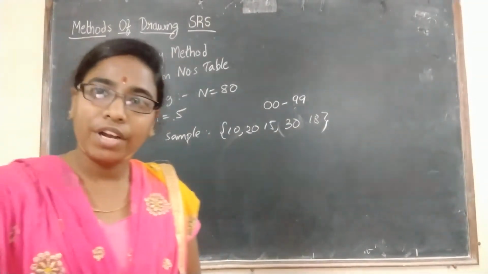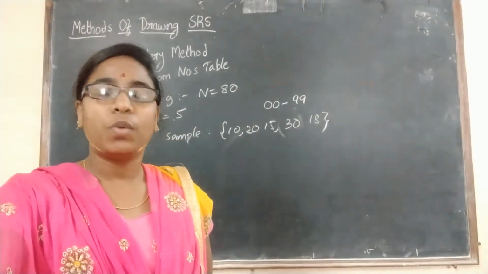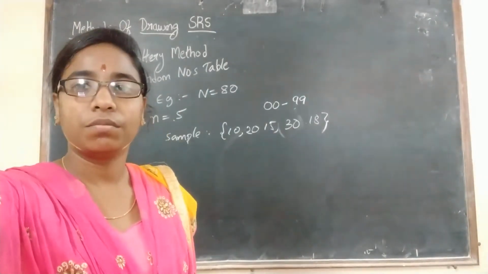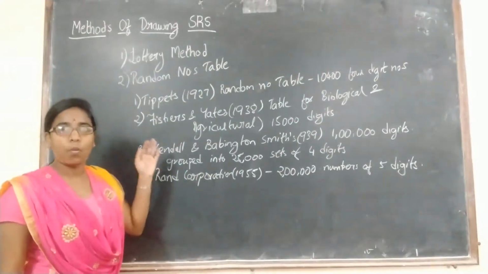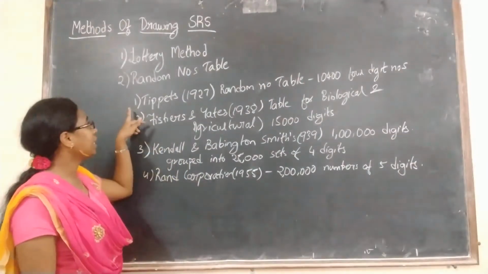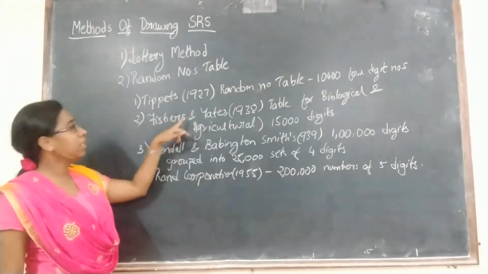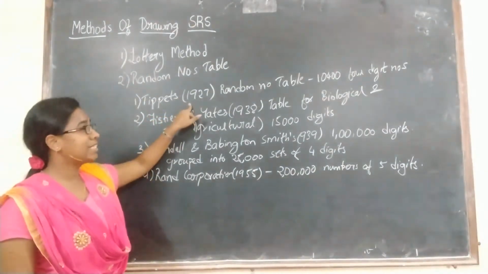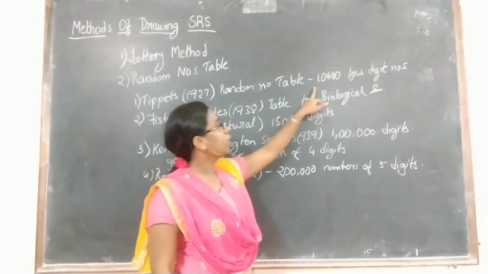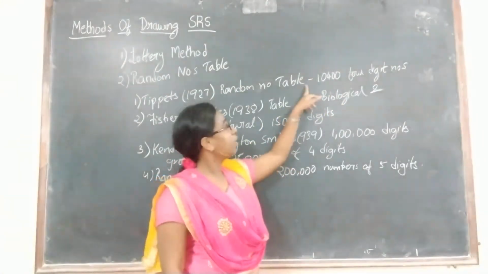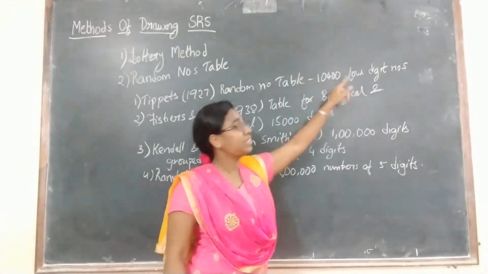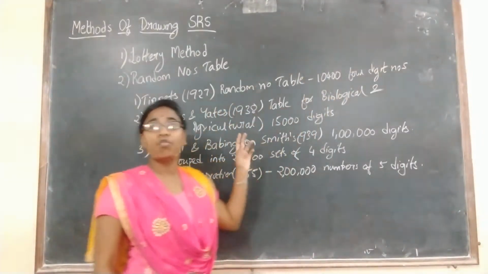There are different tables available, so we'll see what those different tables are now. These are the different random number tables available to us. The first one is Tippett's random number table. It was given in 1927 and it consists of a total of 10,400 4-digit numbers. It consists of only 4-digit numbers, that are 10,400.